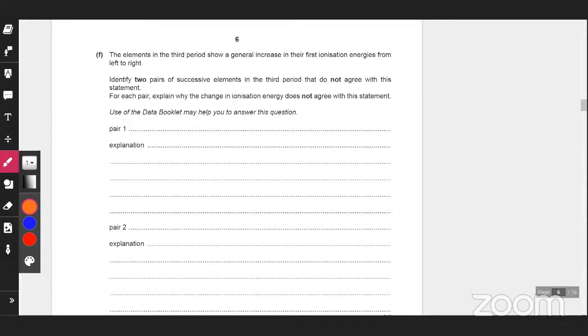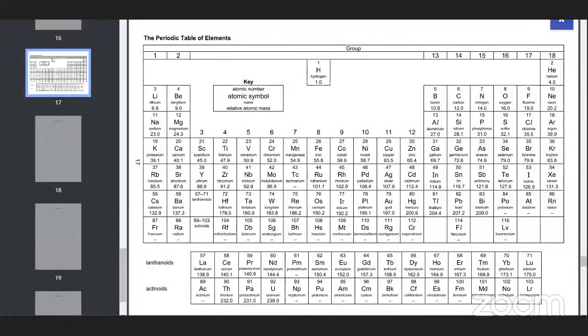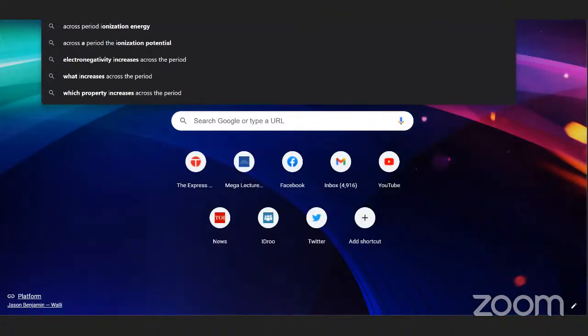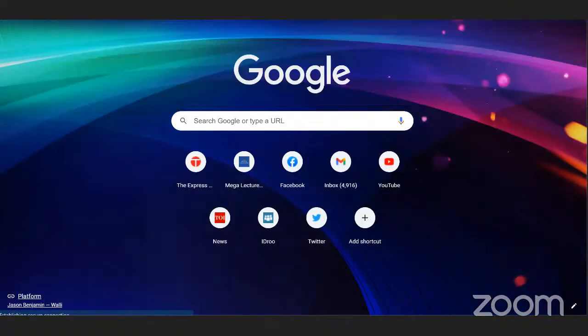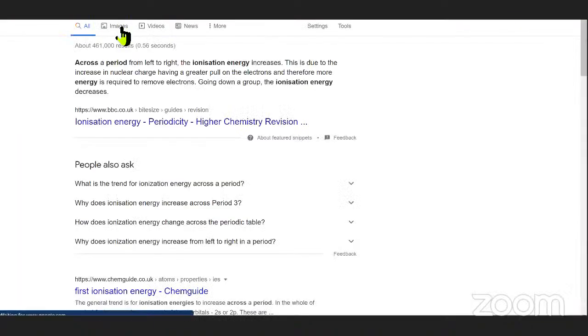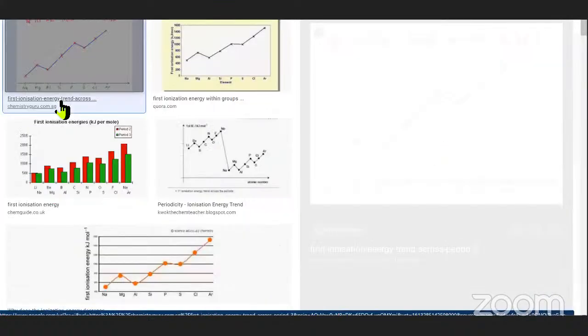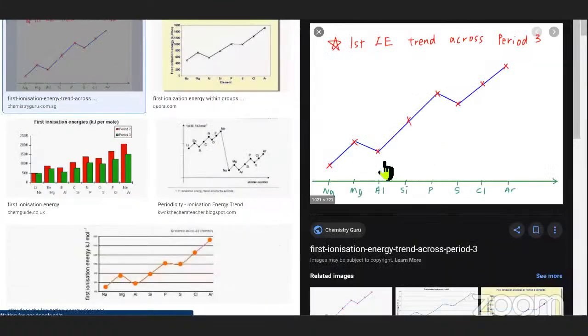So he's talking about across the period. What happens when you move across the period, and what happens to the ionization energy? So the graph looks like this. There's going to be an increase. The general trend is increase, and it's going to look like this. There's going to be a dip at aluminium and a dip at sulfur.